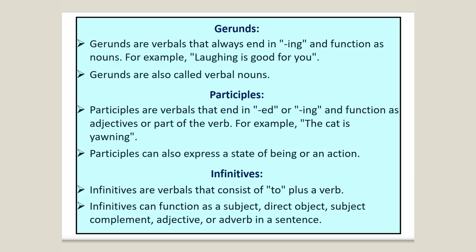Now, we are coming to infinitives. What are infinitives? Infinitives are verbals that consist of the word "to" plus a verb. Infinitives can function as a subject, direct object, subject complement, adjective or adverb in the sentence. They are called infinitives.